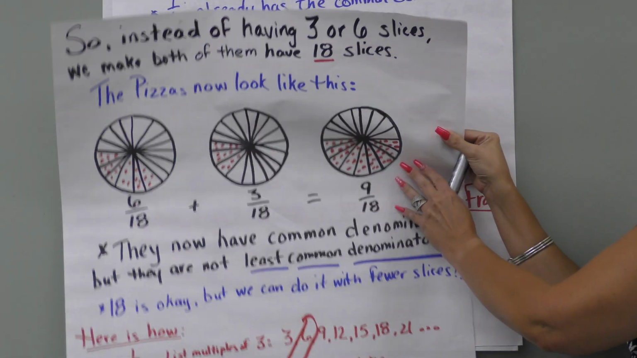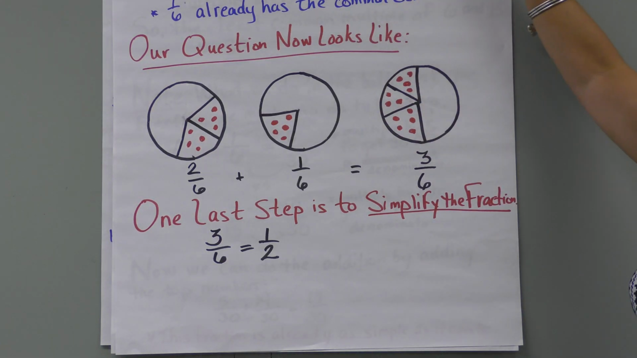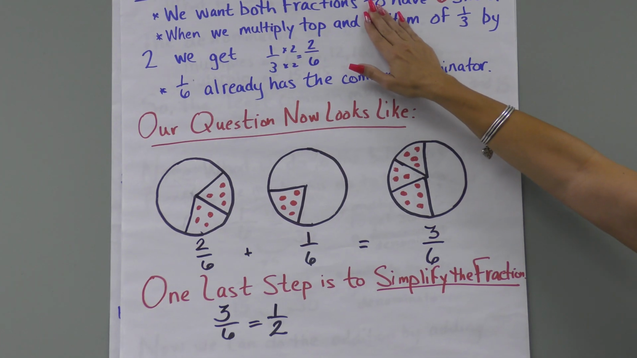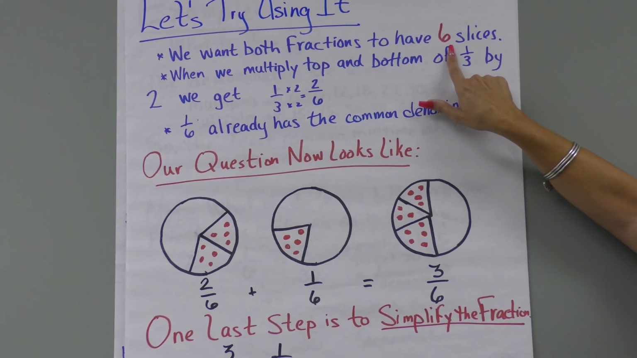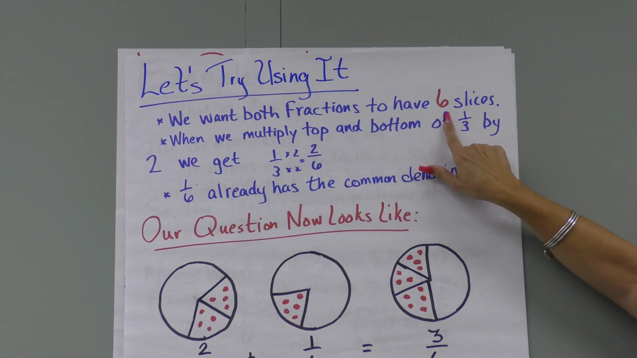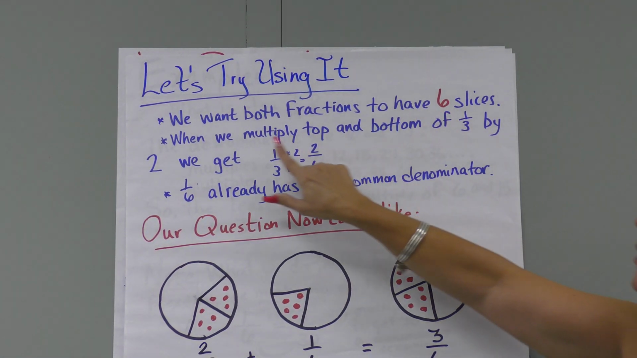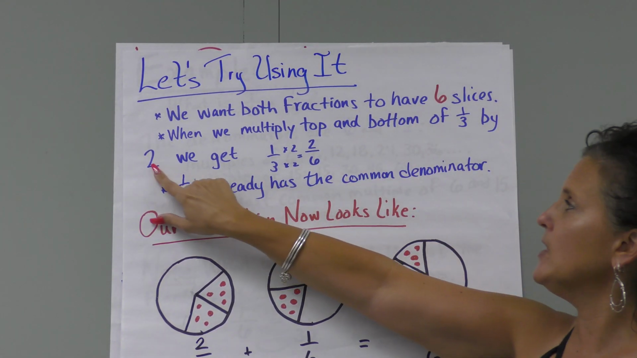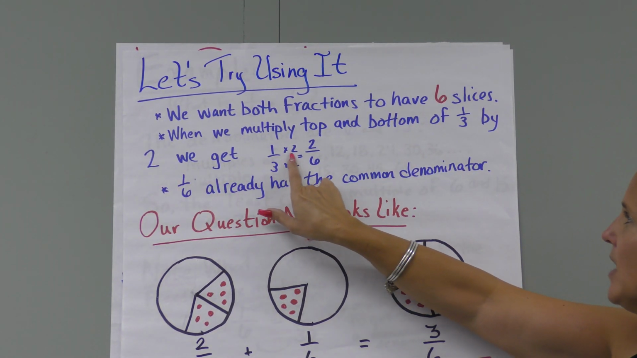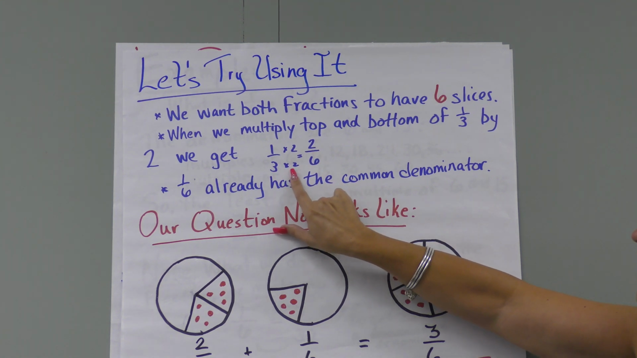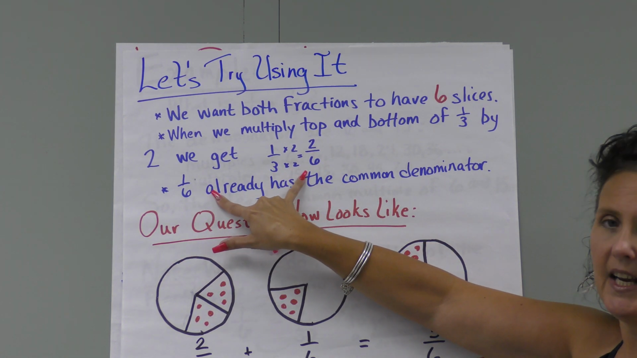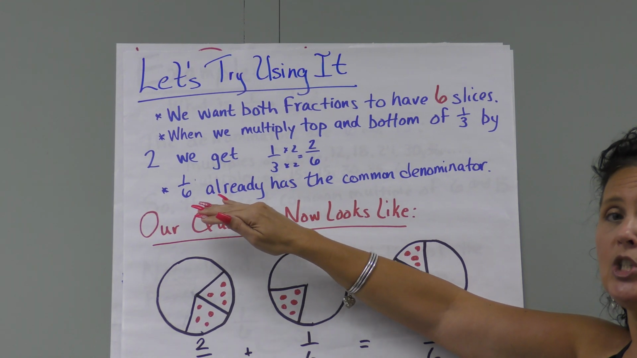Now can we do this problem with just 6 slices? Yes, we can. We want to multiply both of our fractions so that they only have 6 slices, because 6 is our least common denominator. So when we multiply the top and the bottom of 1/3 by 2, we get 1 times 2 is 2, 3 times 2 is 6. Now both of our denominators are 6, and that's the lowest common denominator.